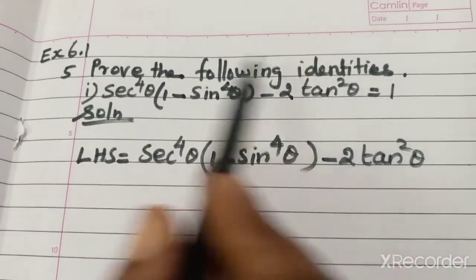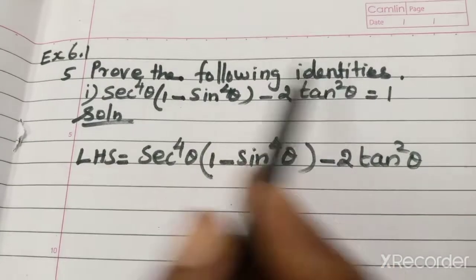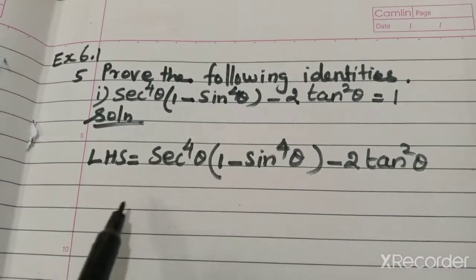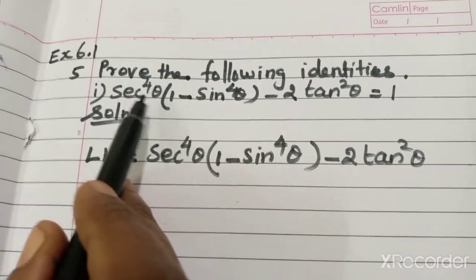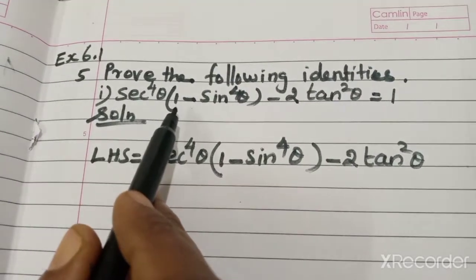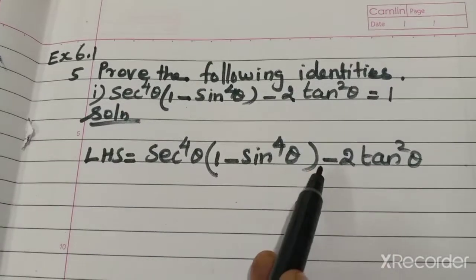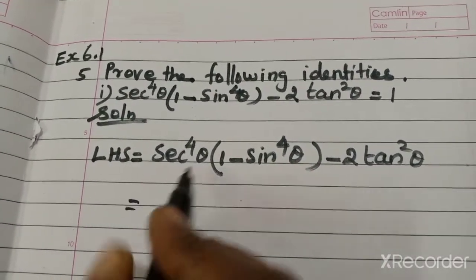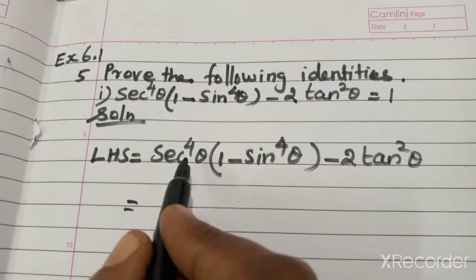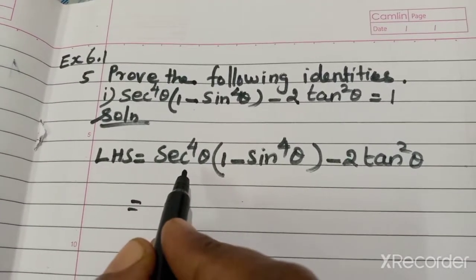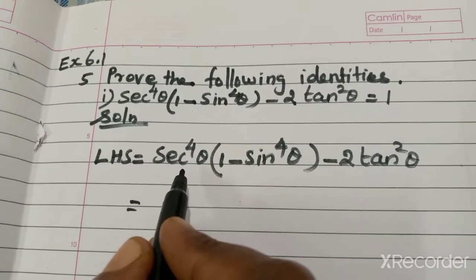Okay. So let us take the LHS to prove this. What is the LHS? Secant power 4 theta into 1 minus sine power 4 theta minus 2 tan square theta. Which is equal to, let us bring the secant ratio into cos. What is the secant theta formula? Do you remember? 1 by cos theta.